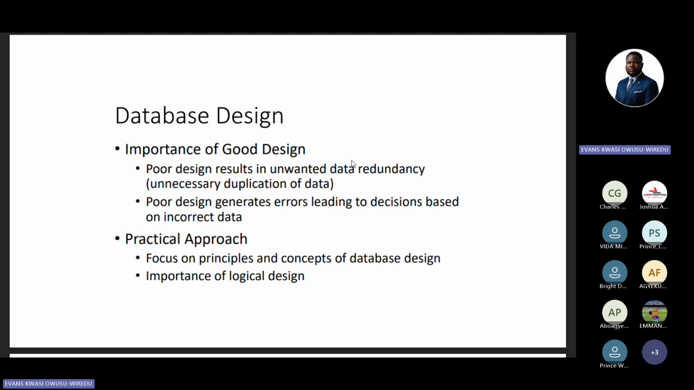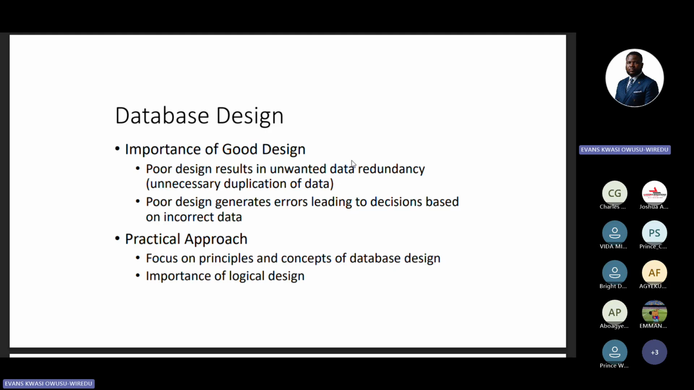Are we following? Okay, so if you have a good designer on this side, then it means the opposite will happen, right? So this is exactly what the point is saying here. And I'm still taking my time to explain so that you catch up. All right, so this is what it says: poor design results in unwanted data redundancy.